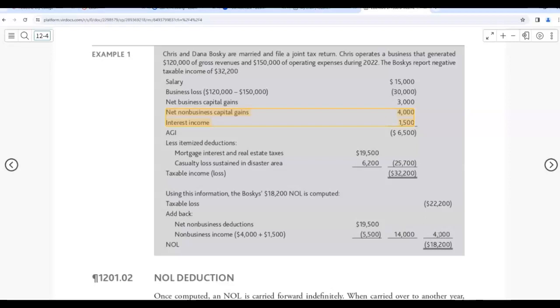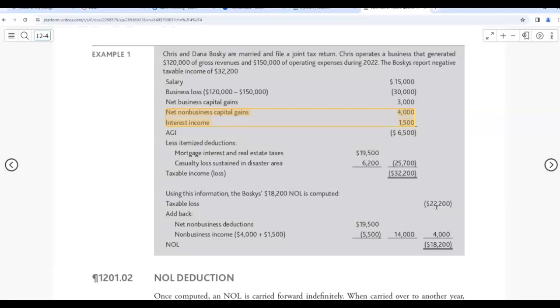Here you see it's 4,000. That's wrong. It should be 14,000. That's a typo again. So we have two typos here for some reason. So is that 18,200 also wrong? No.